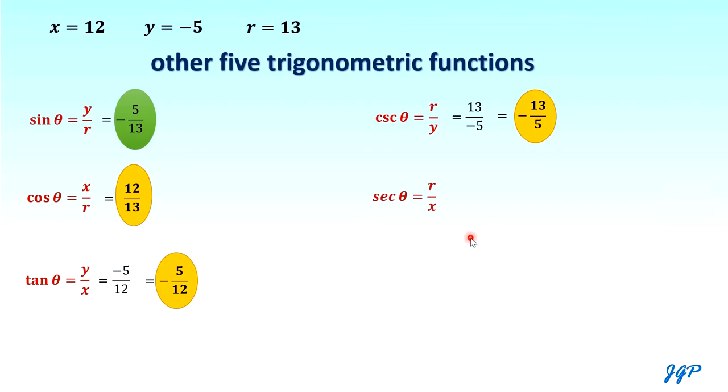For the secant theta, we have r over x. Replace this r by 13 and this x by 12. So you have 13 over 12, and that is the final answer for the secant theta. For the cotangent theta, we have x over y. Replace this x by 12. Replace this y by negative 5. We have now 12 over negative 5, or you can rewrite it as negative 12 fifths. That is the value of cotangent theta.